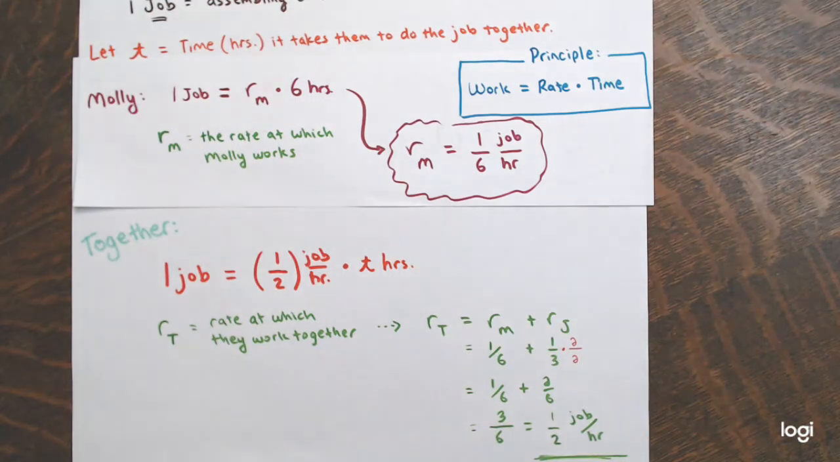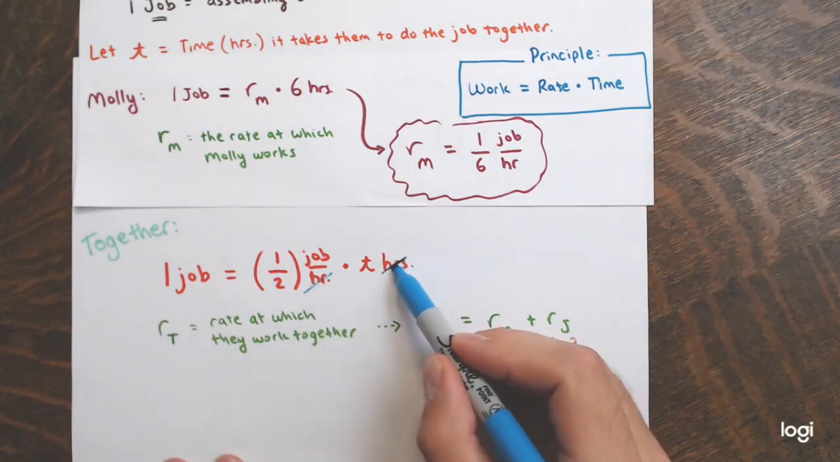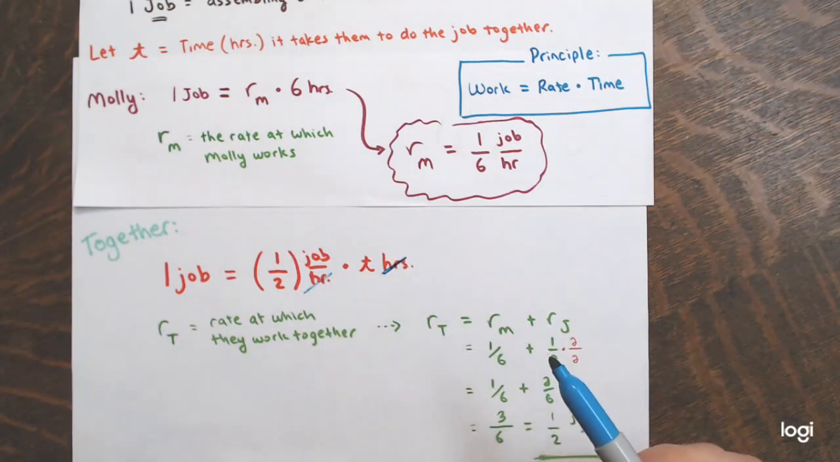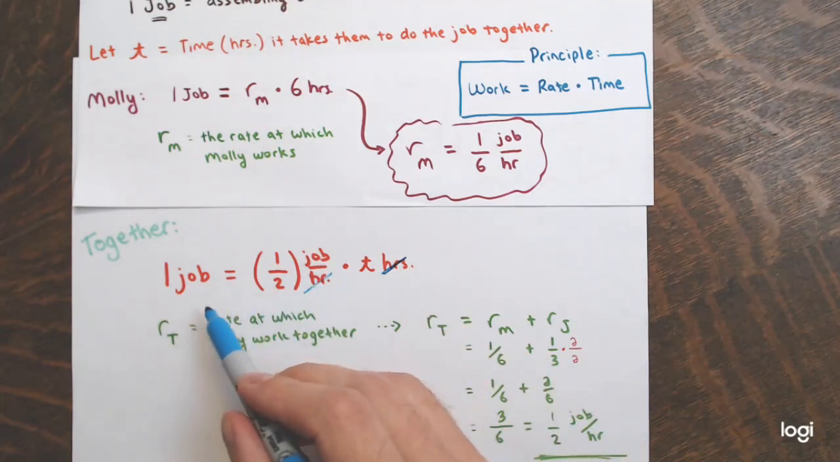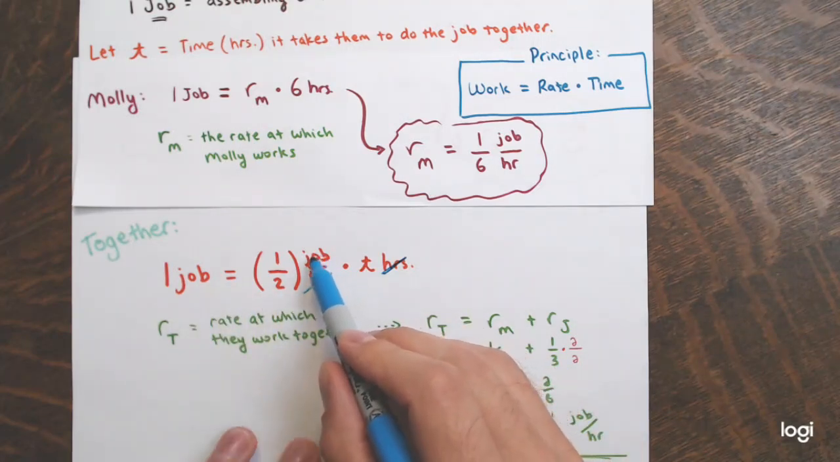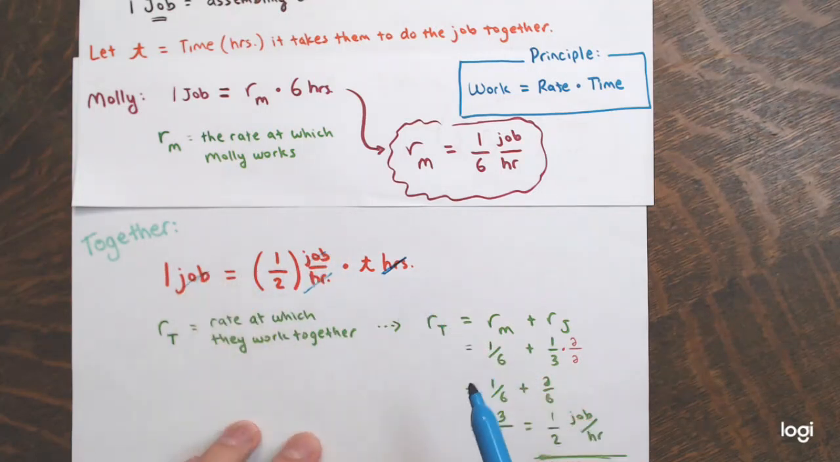And maybe you see, if you've seen unit cancellation before, I'd have the hours here canceling with hours there. And then when I divide by a half here in a second, we're going to get rid of the jobs, job over here divided by job there. So really I'm just working with numbers. All right, so really I'm solving this equation.